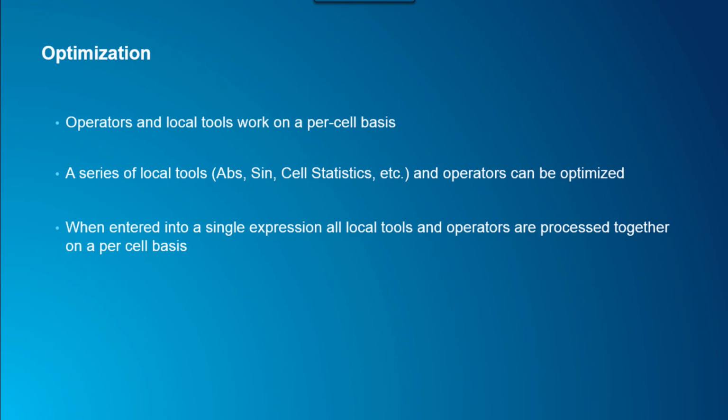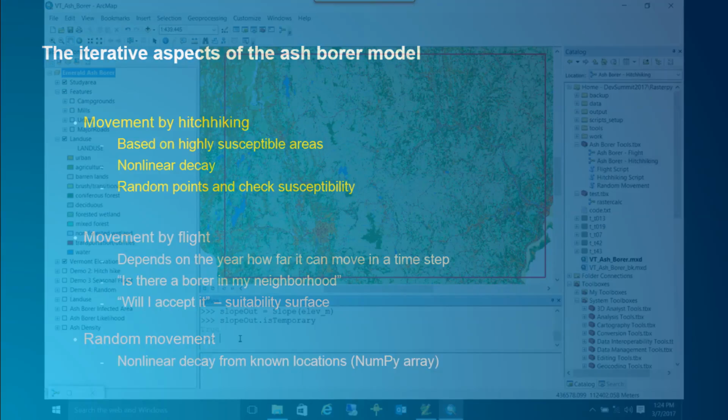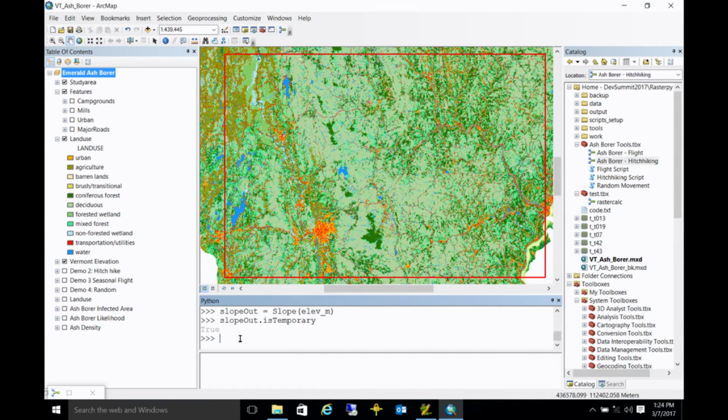When entered into a single expression, all local tools and operators are processed together on a per cell basis, which means we are optimizing the heck out of it, right? Okay. Now we're going to go back to our complex model that we started to introduce, and Liz will show you how to simulate the movement of this ash borer through hitchhiking. Okay, so before I move on to that, Noman mentioned that the raster object on the left-hand side is temporary.